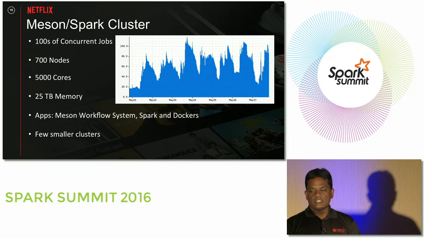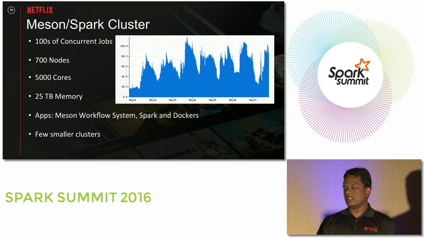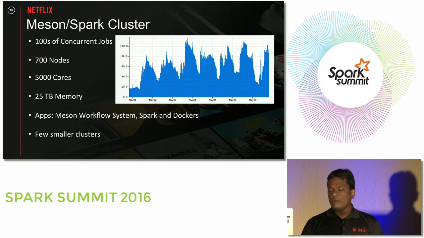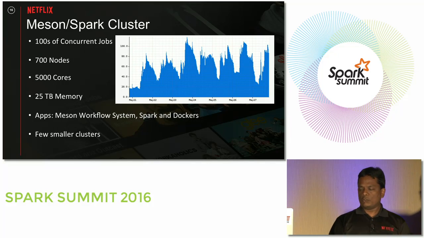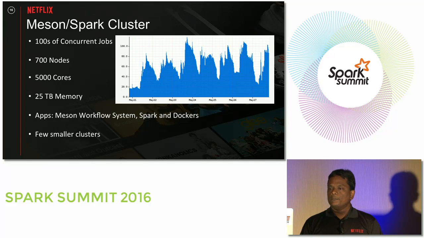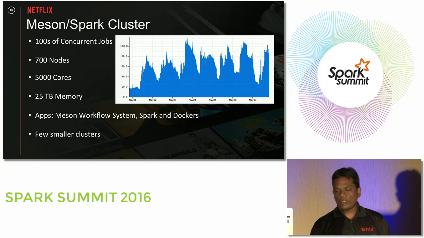So you see some stats there. Spark and Dockers are mostly used on this. We are running hundreds of concurrent jobs. That's a graph of the jobs, not resources, but jobs. It's been in production, and we are happy with this, and we'll hopefully open source this soon.